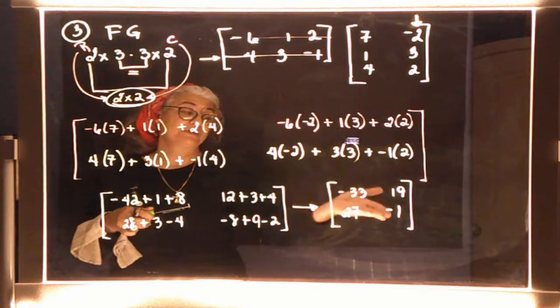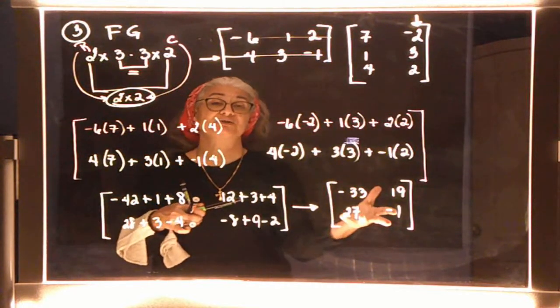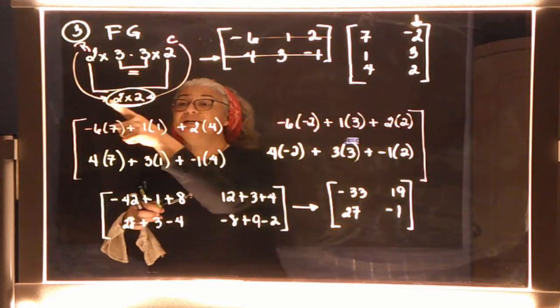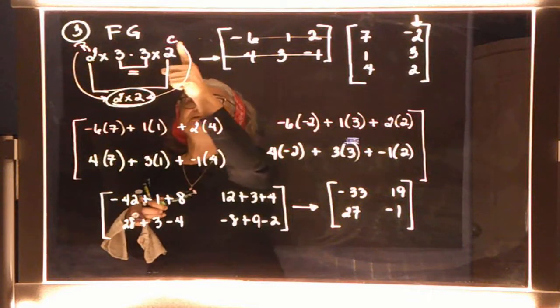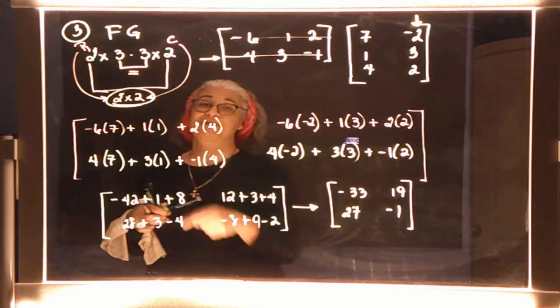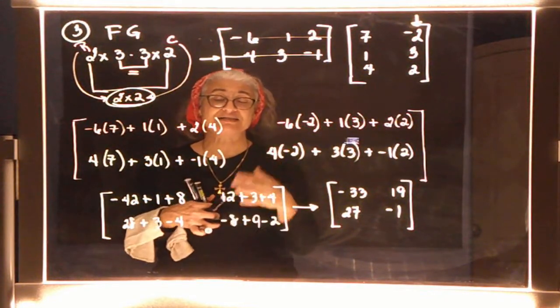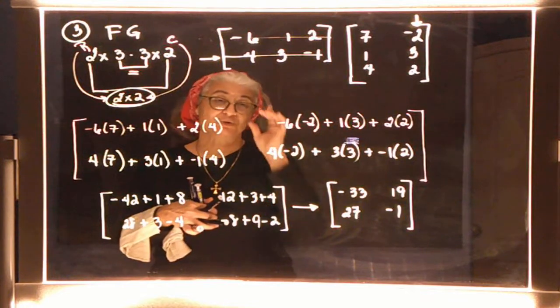Okay. So I ended up with a 2 by 2 like we said we were supposed to. And this 2 by 2 was arrived at by taking the rows in the first matrix and multiplying them to the columns in the second matrix. Does that make sense? Okay, so here's the deal.